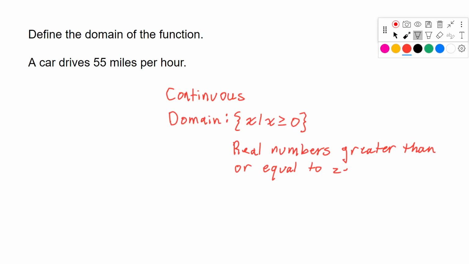Now you want to keep in mind that domain is defining the types of values we can use for the input values. So on a graph, those are going to be your values along the x-axis, and that's why you see me using x whenever I define my domain.